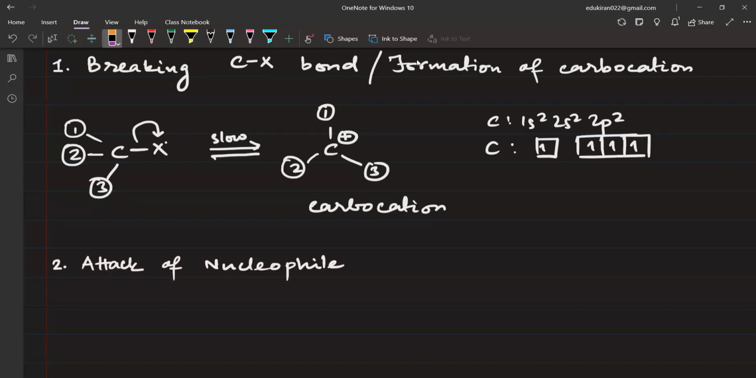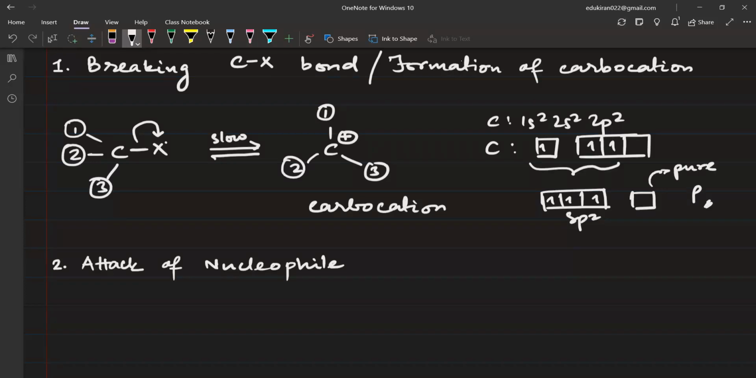But since it is having a positive charge, that means it has lost an electron. So this electron will not be there, and it will be forming only 3 hybrid orbitals. That will be sp2. And this will be a vacant p orbital, that is a pure p orbital. Pure p orbital, it's going to be vacant.